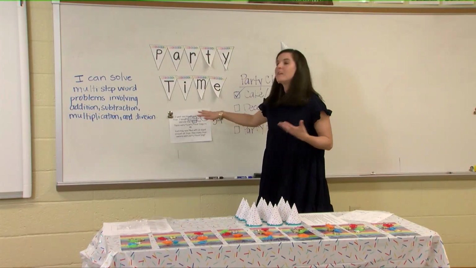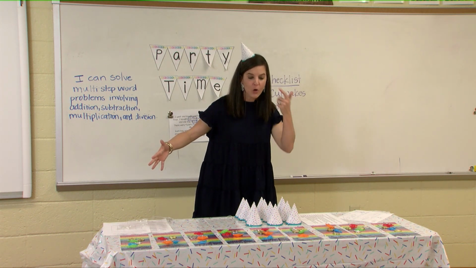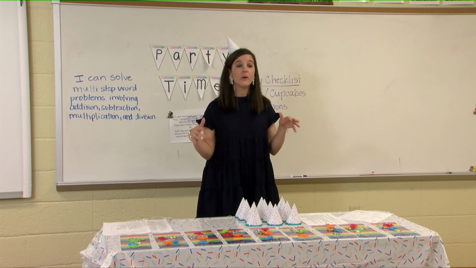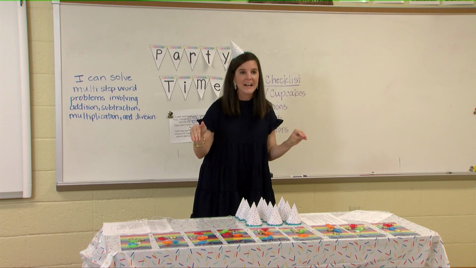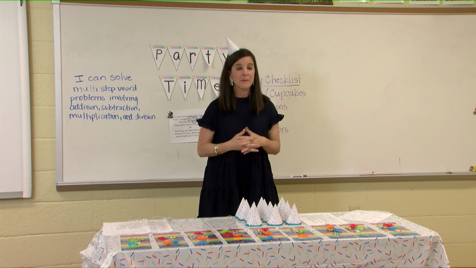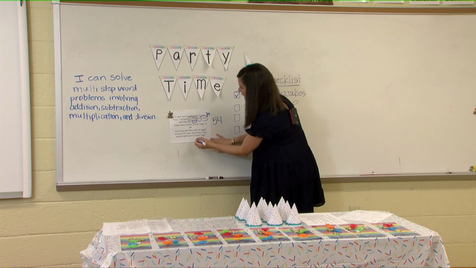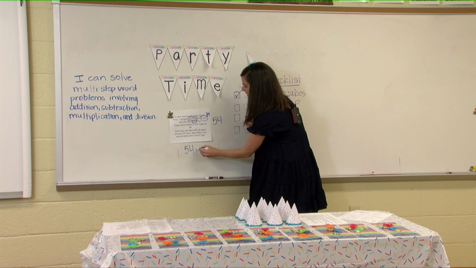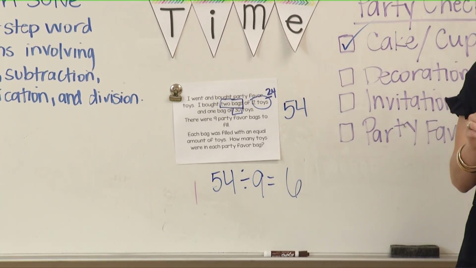So what did we just do here? I did it physically based on what the problem told me, but what operation was this that we just used? It was division. Okay, we divided 54 items into 9 bags to create an equal amount in each bag, and it gave us 6. So 54, which was our total number of toys, divided by 9 equals 6, because each group has 6.